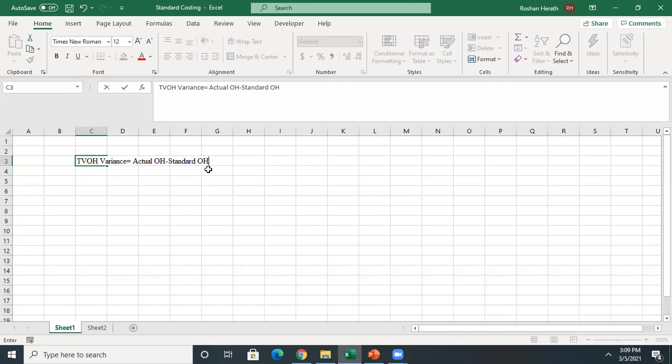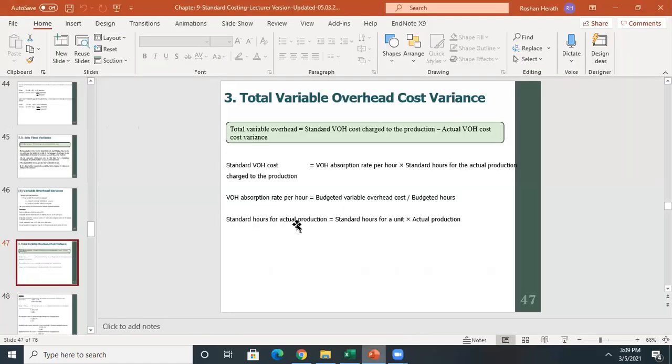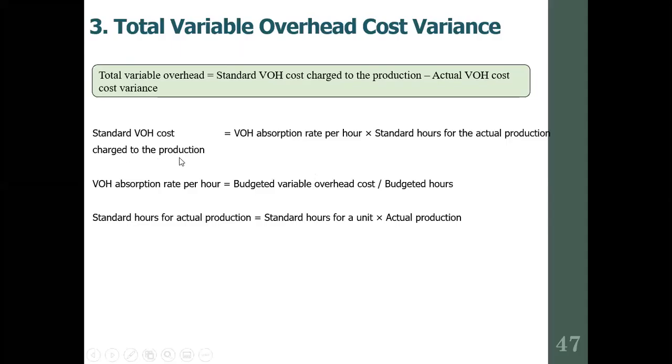So when it comes to this standard overhead, we may look at the standard variable overhead cost charged to the production. You need to take the variable overhead absorption rate, that is the standard one, and multiply it by the standard hours for the actual production. That is what we call the standard variable overhead, right?